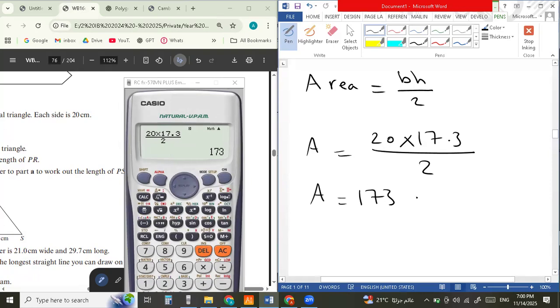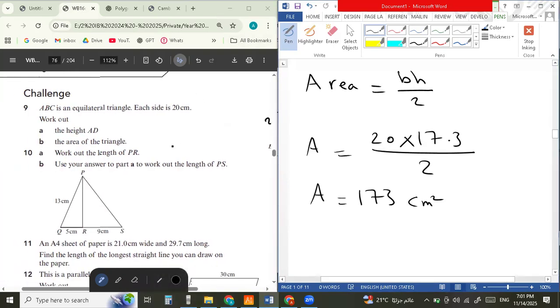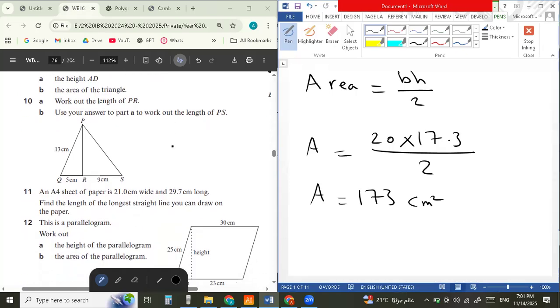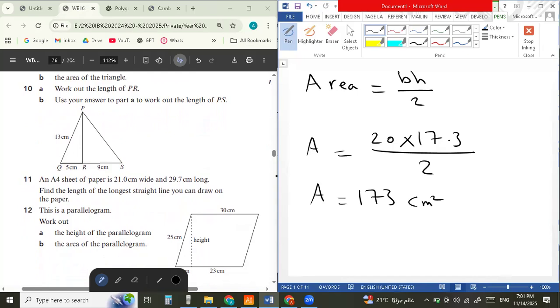All right, centimeters squared. This is the area. Okay, what else do they want to find? Nothing. Question 10. Work out the length of PR. They want PR.